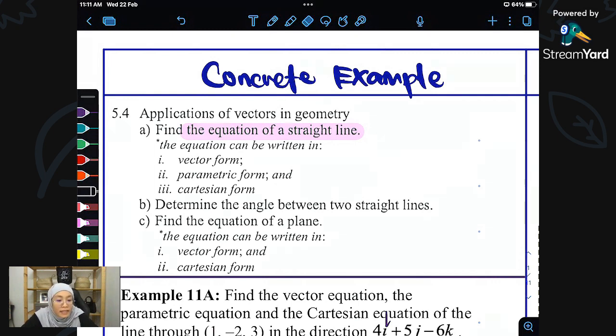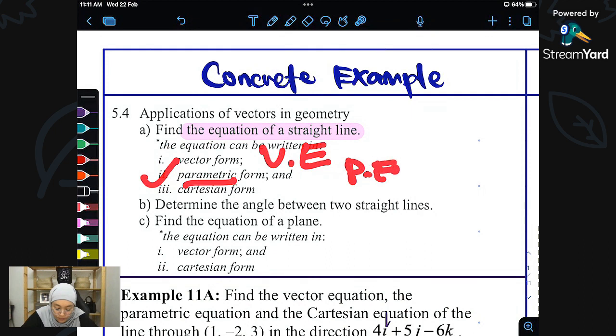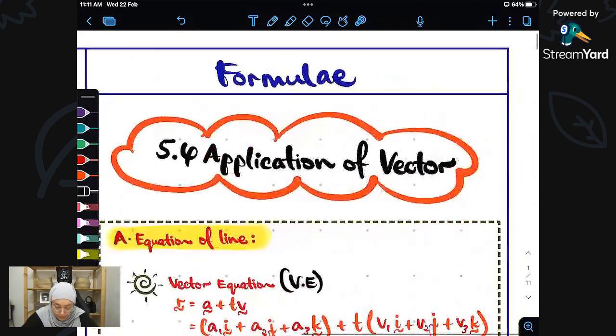Okay, we have 5 learning objectives, but let's start with the first one, which is finding the equation of straight line. Ataupun saya akan sebut dia equation of line sahaja. Ada 3 cara penulisan equation of line. Yang pertama adalah vector form ataupun saya panggil dia sebagai vector equation. Yang kedua adalah parametric equation. Yang ketiga adalah Cartesian equation. So these 3 ways of writing are very important for our equation of line. Let's have a look at the formula.